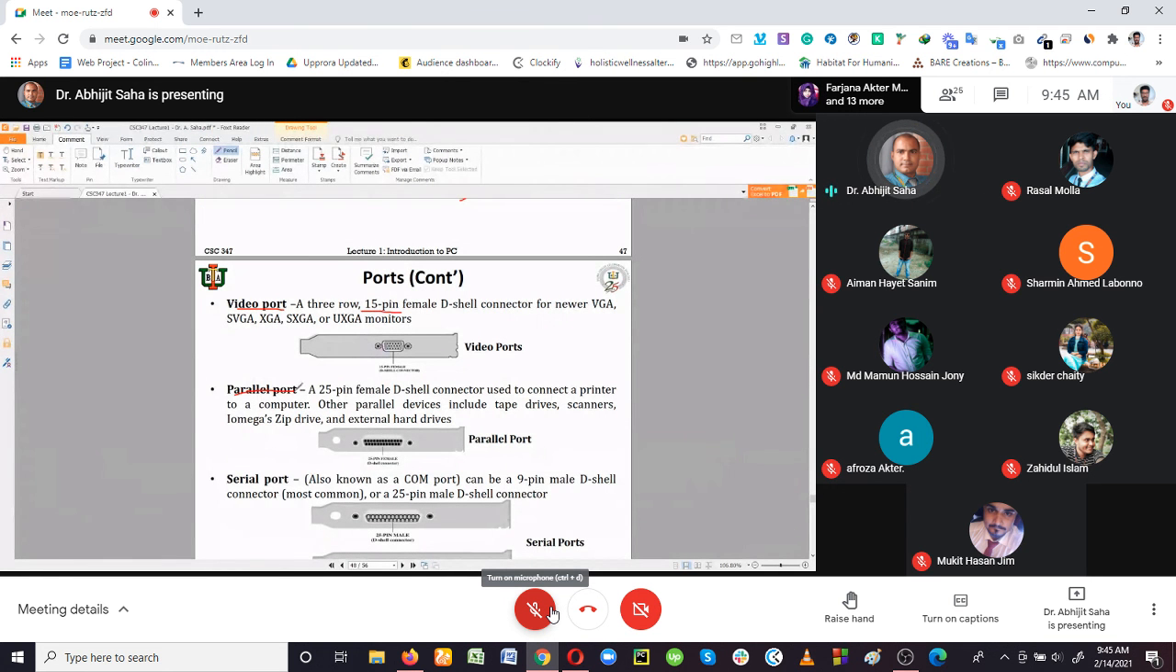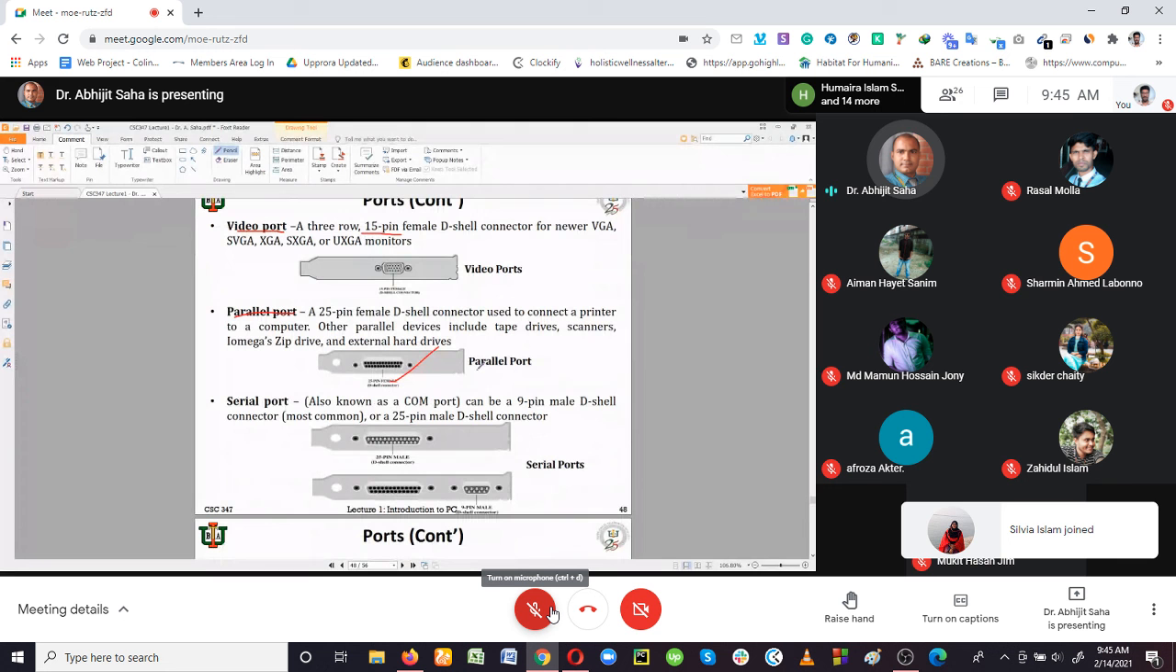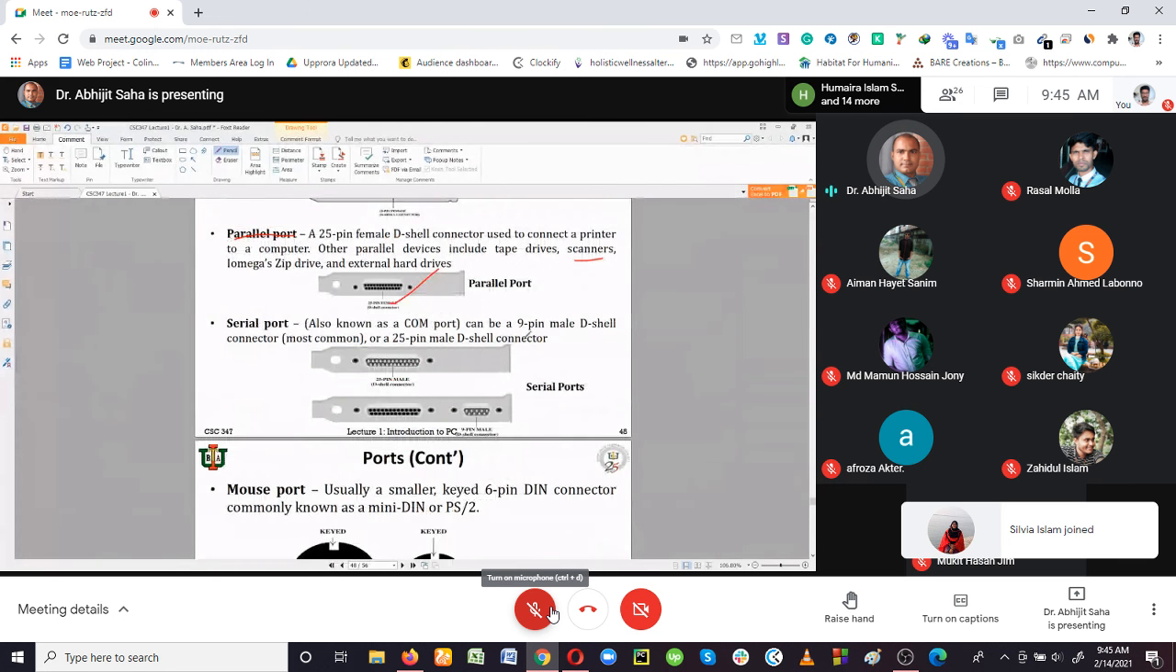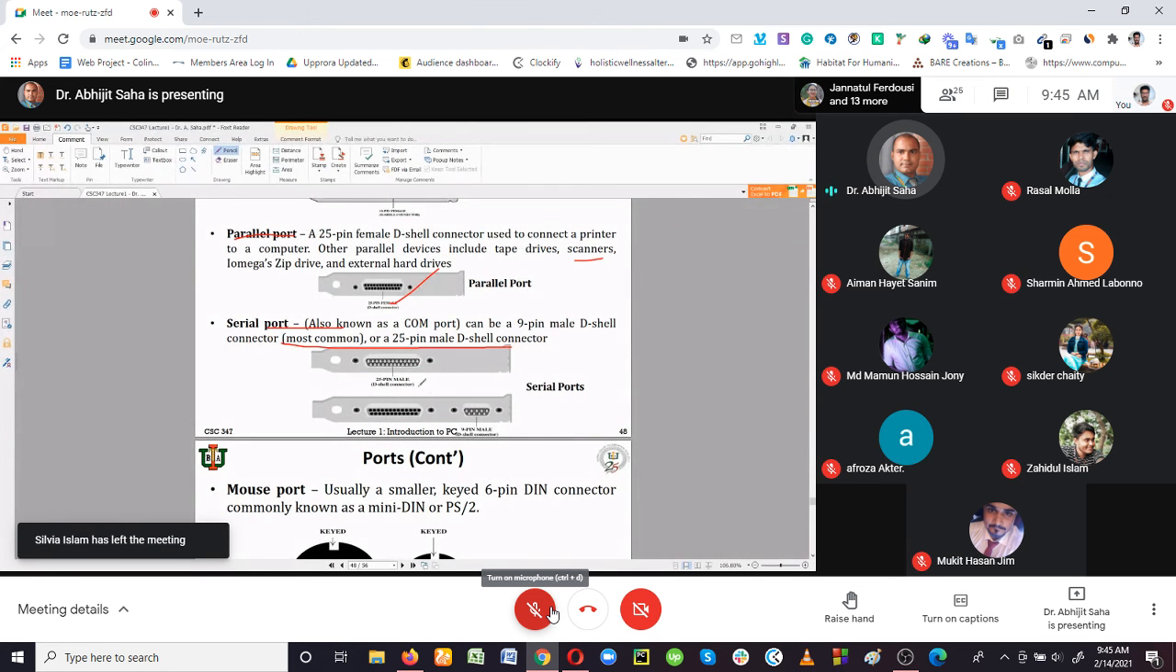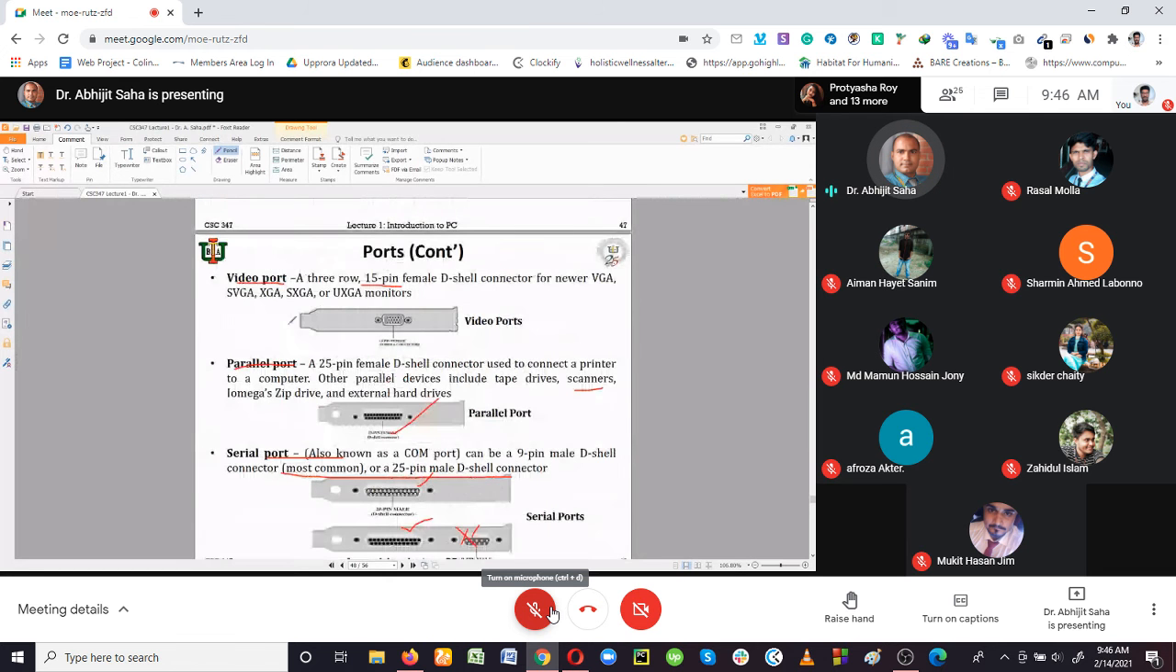This is the parallel port. The parallel port can be used for scanners, printers, and similar devices. Then there are the serial ports, which can be used for different purposes. You can see the 9-pin male D-shell port; the serial port can be used for connecting the mouse and keyboard. These days we are not using serial ports anymore, and we do not have that many serial ports in our computer systems, but most of them have the parallel port. Okay.